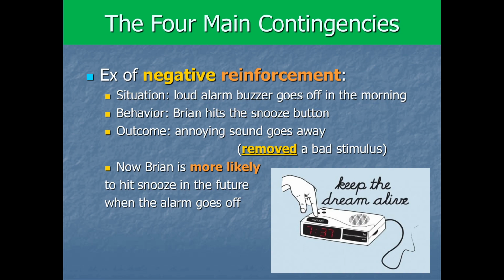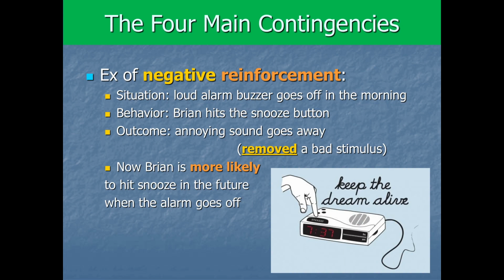So that's a change in the stimulus, a change in my environment. In this case, it's removing a stimulus. Doing the behavior removed a bad or annoying stimulus. And as a result of this whole situation, especially if I've gone through this a few times, now Brian is more likely to hit snooze in the future when the alarm goes off. So it's reinforcement by definition because my snooze button pressing behavior has become more likely. And it's negative simply because when I do the behavior, something disappears or gets removed. That's all we mean by negative.